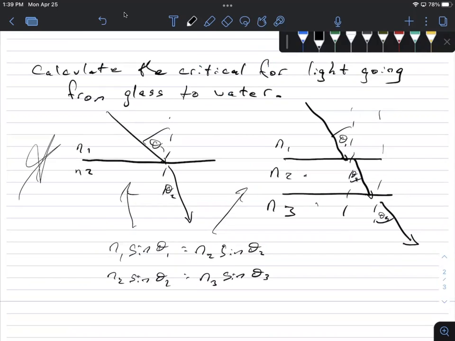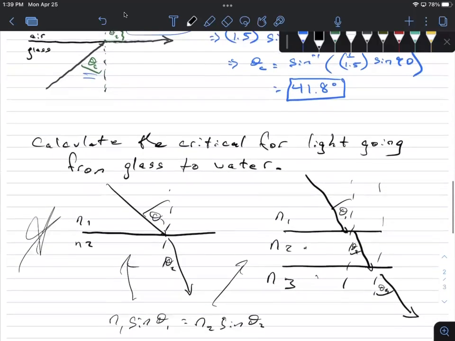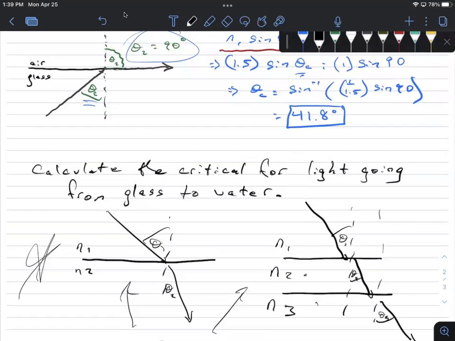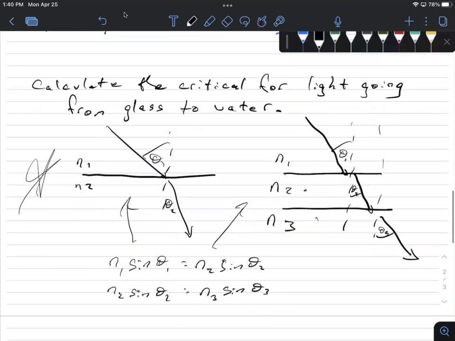Critical angle is just like the one on the left. You only have 2 layers, air and glass or air and water or whatever it is. You're going from one layer to the other. Whether we call it critical angle or just a normal refraction problem, they're handled the same way. You use Snell's law. What you're looking for is different. With the refraction problem, we're looking for theta 2 probably. And with critical angle, we're looking for theta 1. And we know theta 2 is 90.